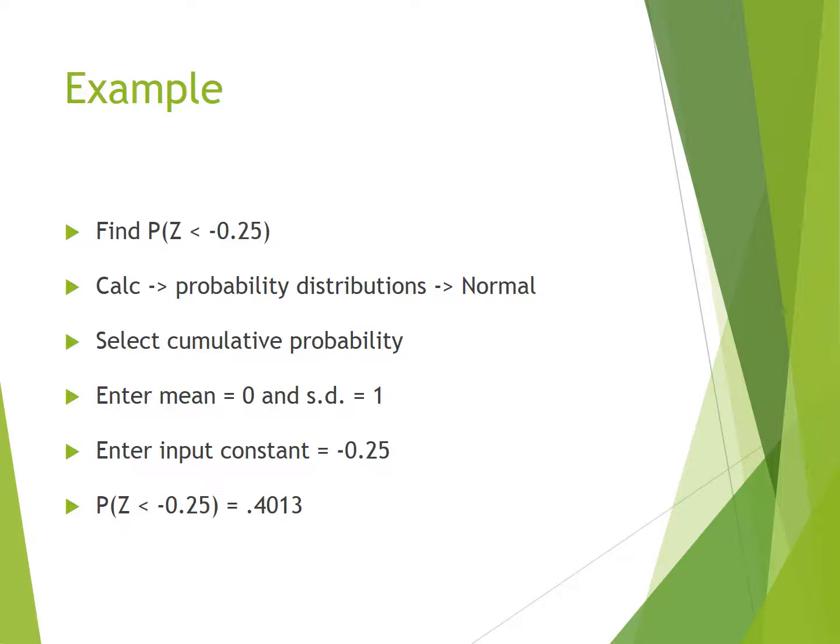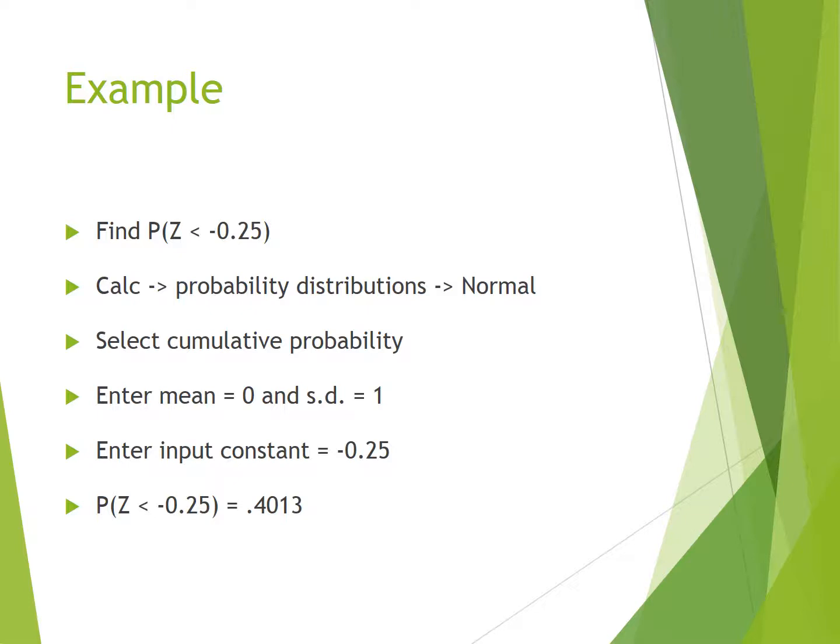So let's look at an example. Suppose I'm trying to find the probability that z is less than negative 0.25. I go to Calc, Probability Distributions, Normal. Select Cumulative Probability. It should default to where the mean is equal to 0 and the standard deviation is equal to 1.